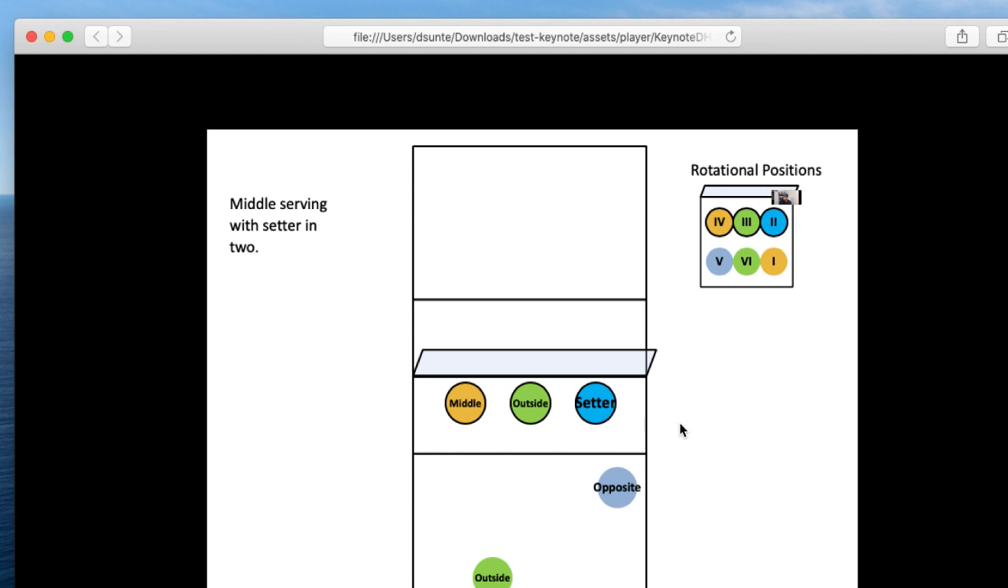Last in 6. Setter is in 6. The middle serves. Then goes to that position. Pretty straightforward.